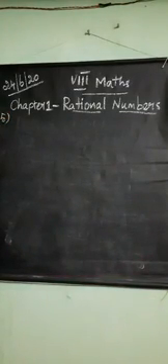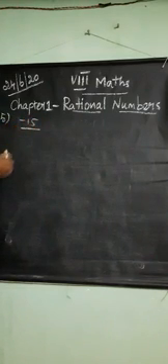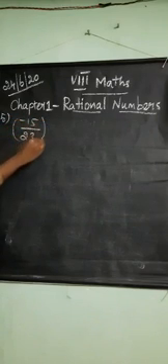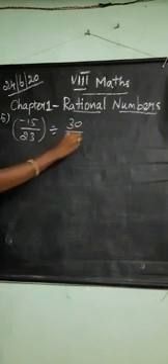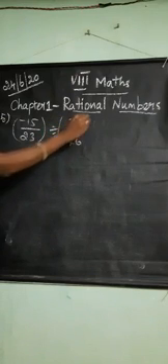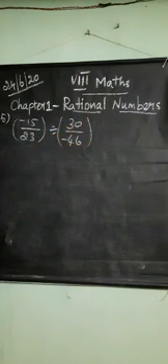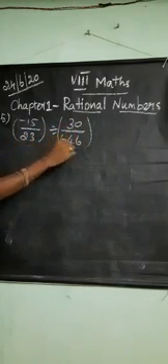Next, fifth question: the value of minus 15 by 23 divided by 30 by minus 46.